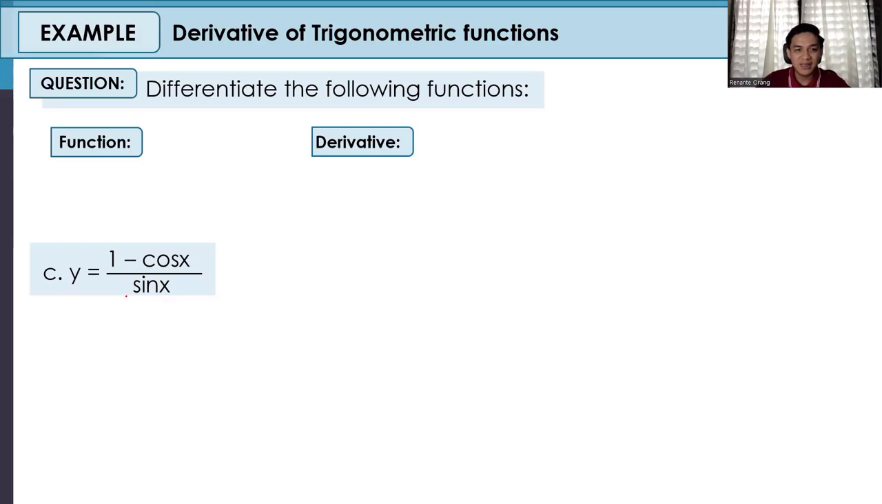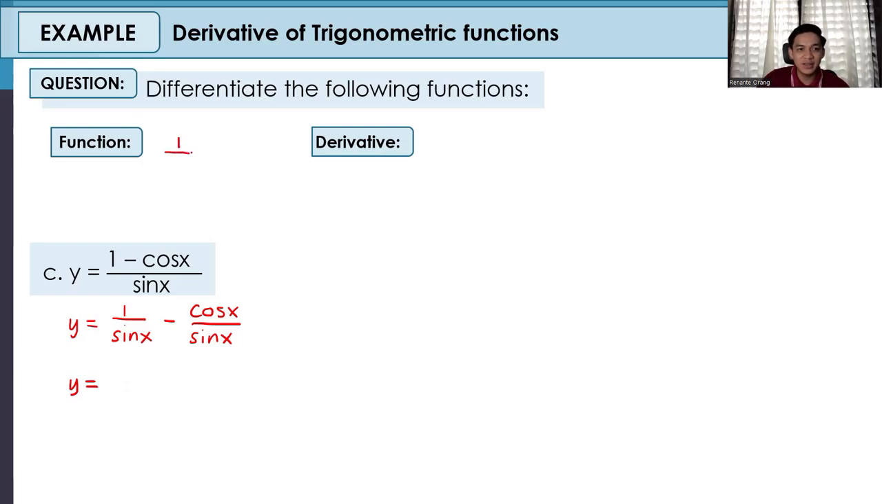Kasi yung nasa baba is sin x, wala naman din siyang operations, so we can divide this individually. That is y is equivalent to 1 divided by sine of x minus cosine of x divided by sine of x. So again, class, hindi pa tayo nagdi-differentiate, nagsisimplify pa lang tayo. So y is equivalent to 1 over sine x. Convert natin into its trigonometric identity.